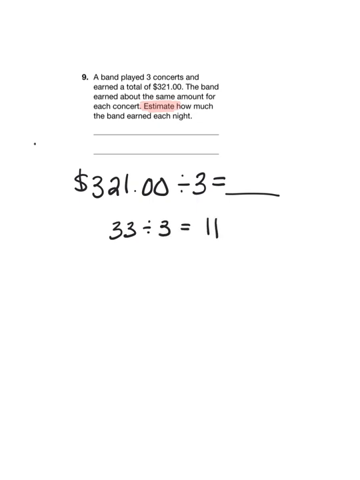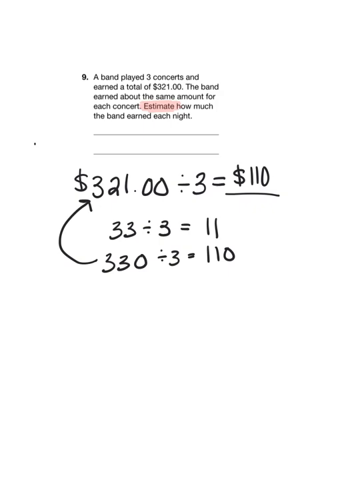So let's take our $321 and divide that by our 3 concerts to figure out how much money about they earned for each concert. So now I'm kind of getting into the groove of thinking about compatible numbers. So I'm going to take 33 divided by 3. I know that's 11, which tells me that 330 divided by 3 is going to be 110. And 330 is pretty close to 321. So I'm going to say that they earned about $110 for each concert.